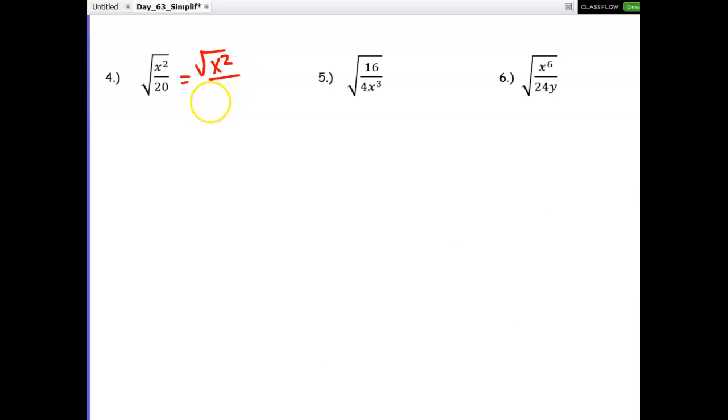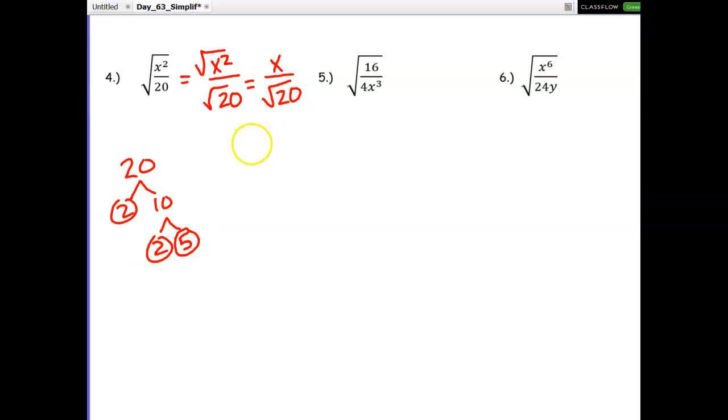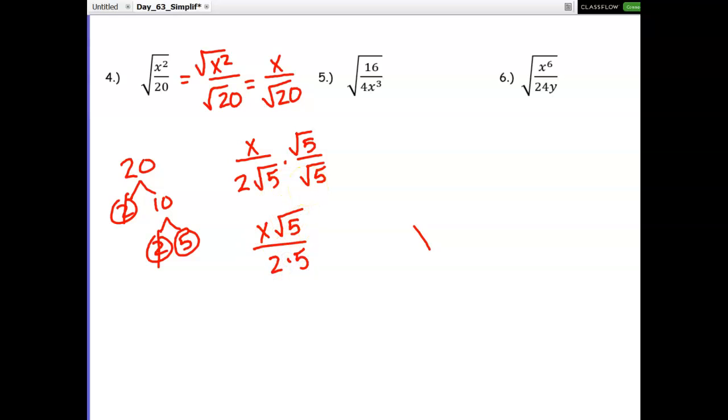Square root of x squared over the square root of 20. Square root of x squared is x. Okay, and then we have the square root of 20. Well, 20, again, we want to put in simplest radical form. So 20, let's do 2 and 10 and 2 and 5 here. So in simplest radical form now we've got x over 2 radical 5. Okay, we want to get rid of the radical 5 in the denominator, so we're going to multiply by radical 5 over radical 5 for our answer of x radical 5 over 2 times 5, so it would be 2 times 5, and our final answer would be x radical 5 over 10.